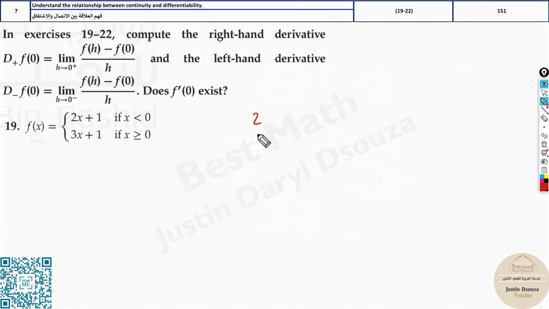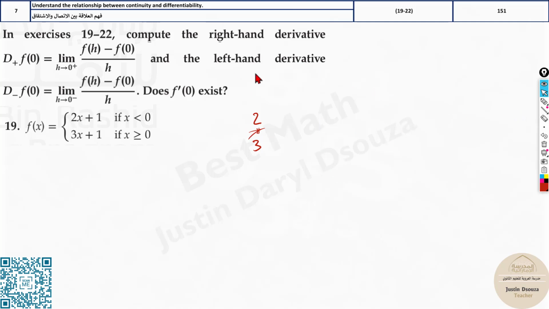Derive 2x plus 1, it's just 2. What is the derivative over here? It's 3. And we have to apply 0. It doesn't matter because there is no variable. So here the left side and the right side do not match. Are they equal? No, they do not match. They're not equal. So f derivative at 0 doesn't exist.